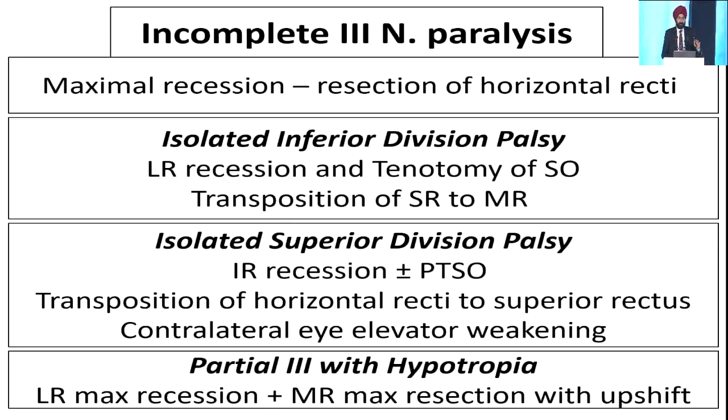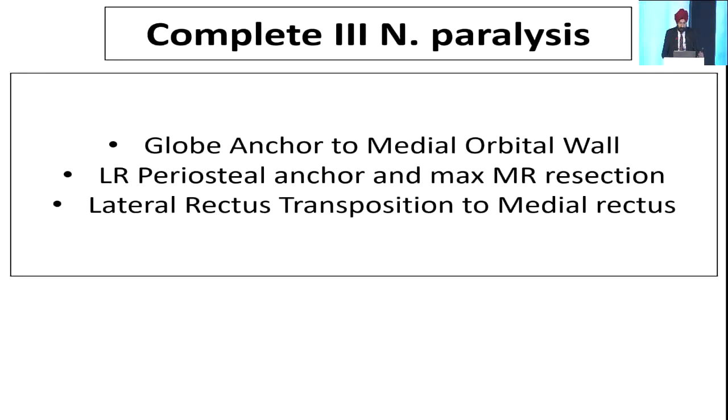But in essence, the basic principle remains the same. We want to weaken the antagonist and strengthen the yoke muscles that are there. And specifically in aberrant regeneration, we often have to touch the other eye surgery as well.